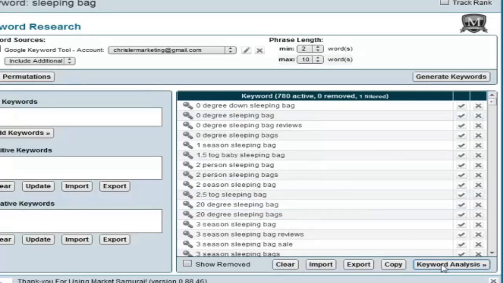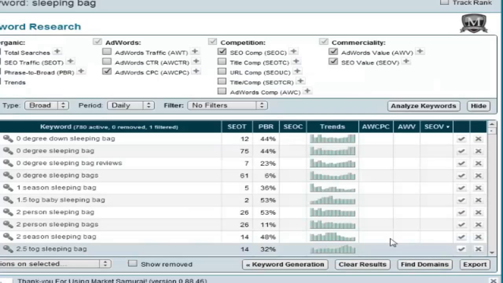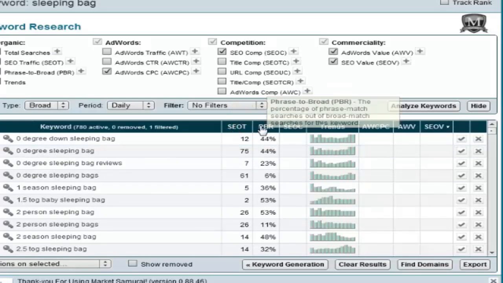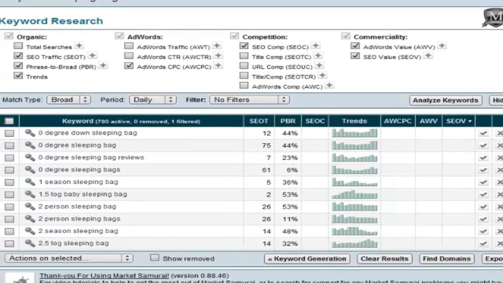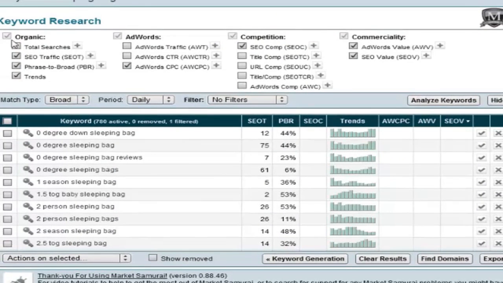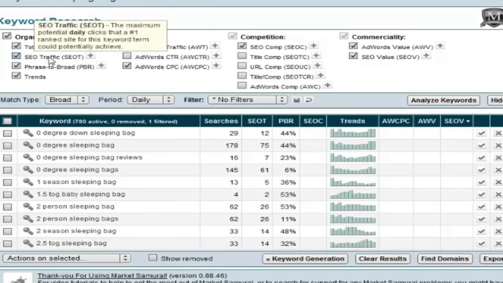So now what we're going to do is go to keyword analysis. And this is going to give us, of course, our traffic. This is phrase to broad, not something I'm really interested in at the moment. Let me slide this over. So what I want is total searches. You can leave SEO traffic. That'll estimate how much traffic you would get if you were ranked number 1.